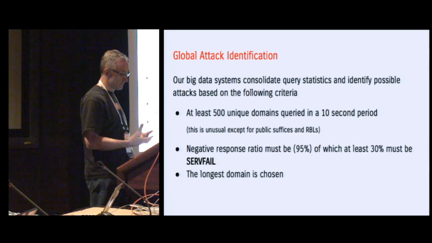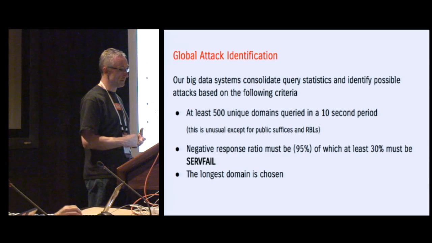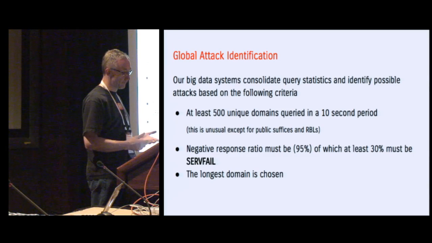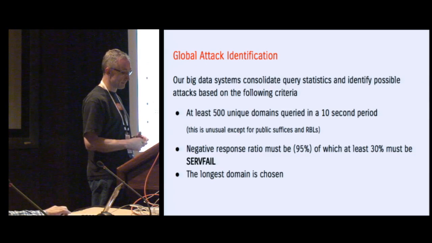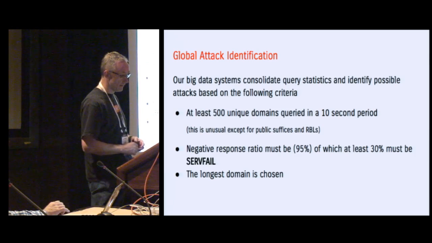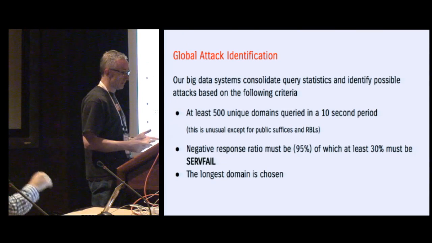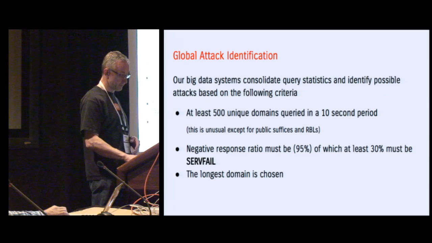And the big data systems will identify when it starts to see a huge number of domains being responded to with negative responses. So there have to be 500 unique domains queried under a given zone, which is unusual in itself. But if 95% of those responses are negative responses, and again 30% of those negative responses are SERVFAILs, then this looks like an attack. So it figures out what the longest domain name satisfying all of those criteria is, and it classifies that as an attack. And then it does one of three things with this information.